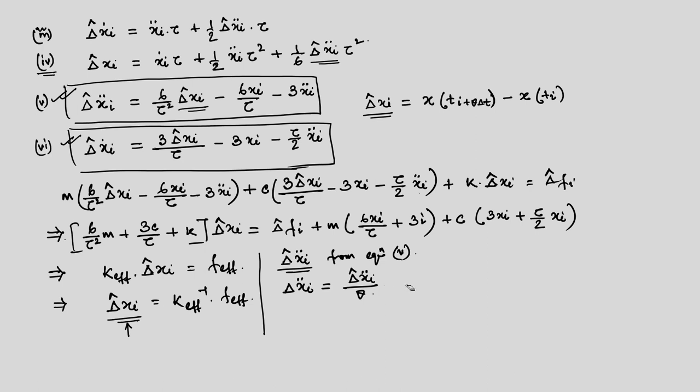Now, what is this quantity? You can easily write down the expression. This is nothing but ẍᵢ₊₁ minus ẍᵢ. So, what we know is this quantity, and from that we can easily find ẍᵢ₊₁.